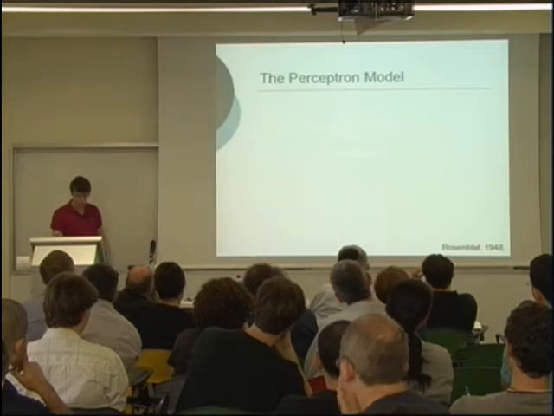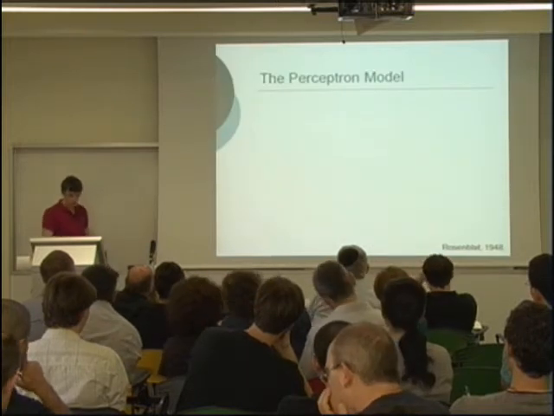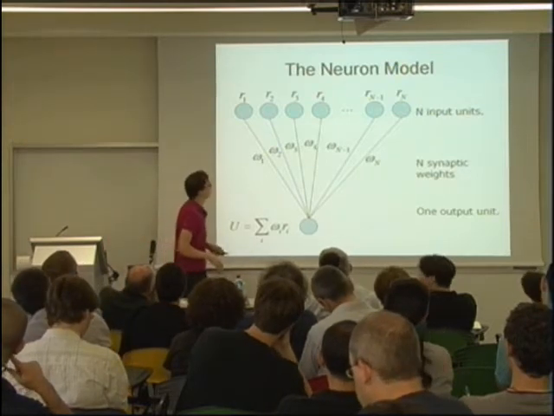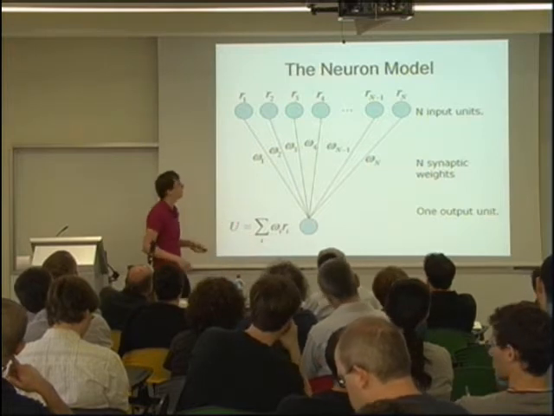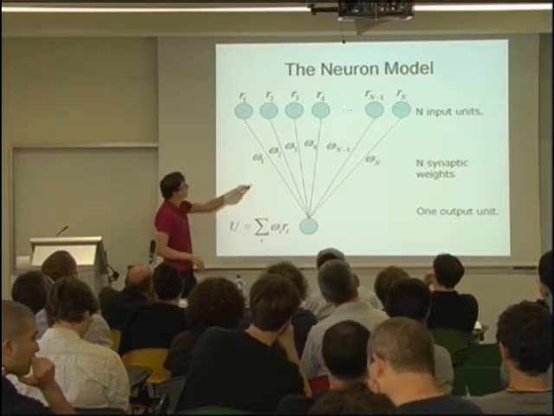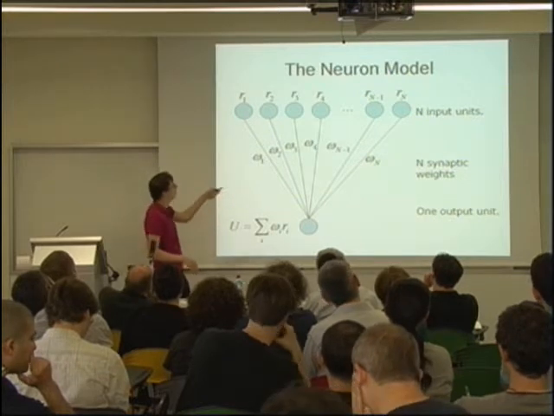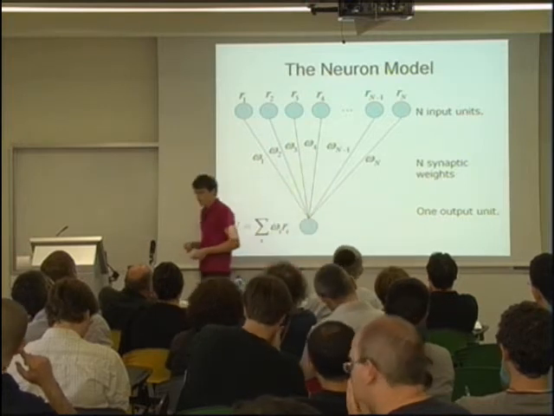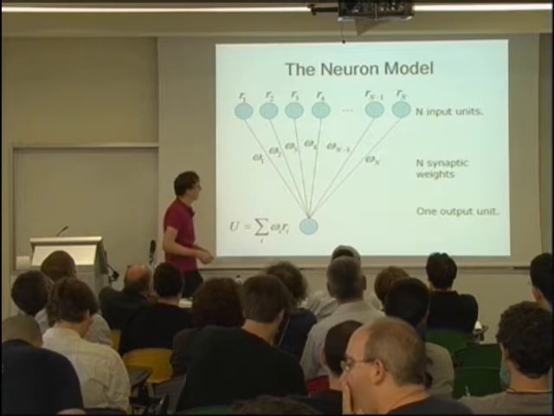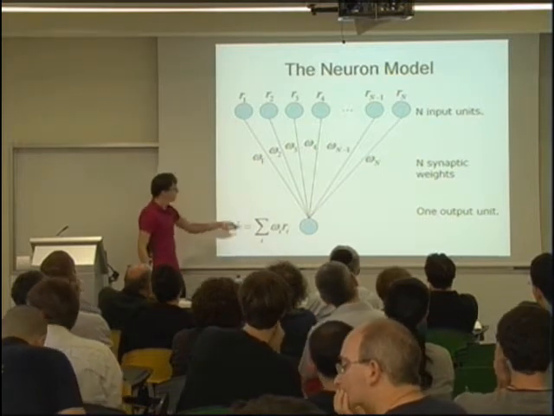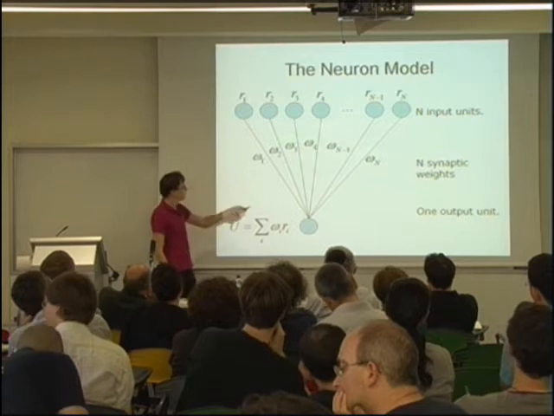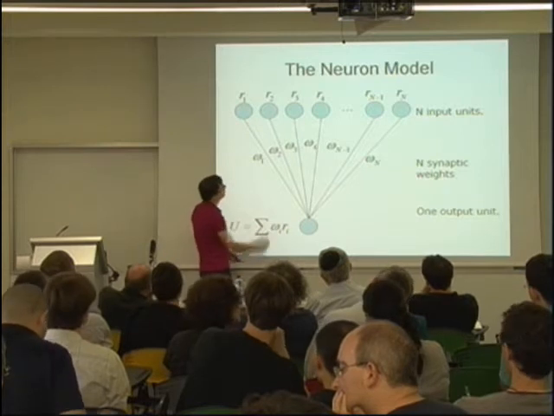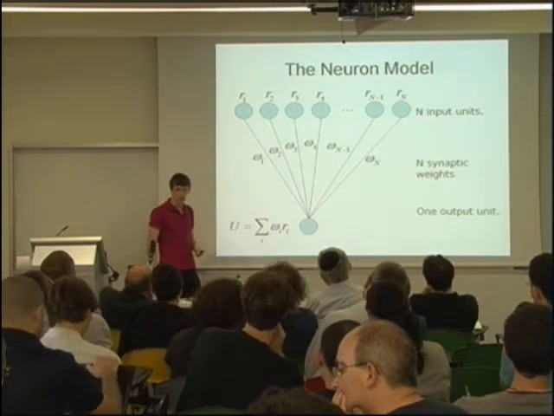Okay, so we start with the Perceptron. Just a quick reminder of the Perceptron model. What is the Perceptron model? Very simple architecture: a single-layer neural network. We have an input layer with N input neurons, and the R's are the activities or firing rates of these input neurons, and one output neuron. And this output neuron has a set of synaptic weights, and the potential of this neuron is just a weighted linear sum of the activities of the input layer.